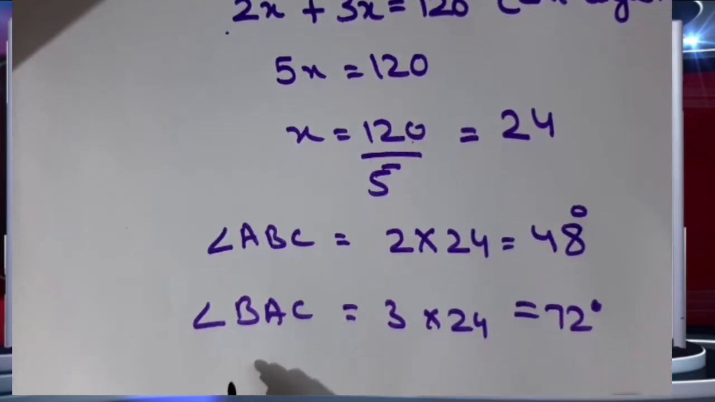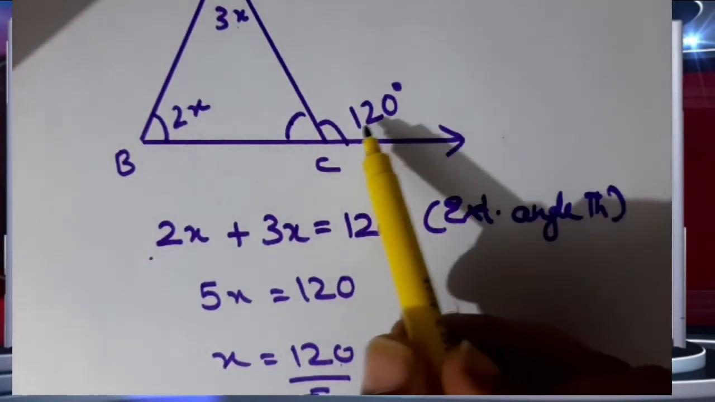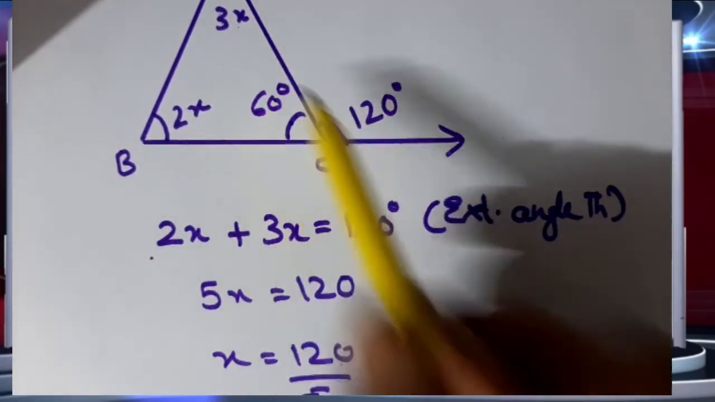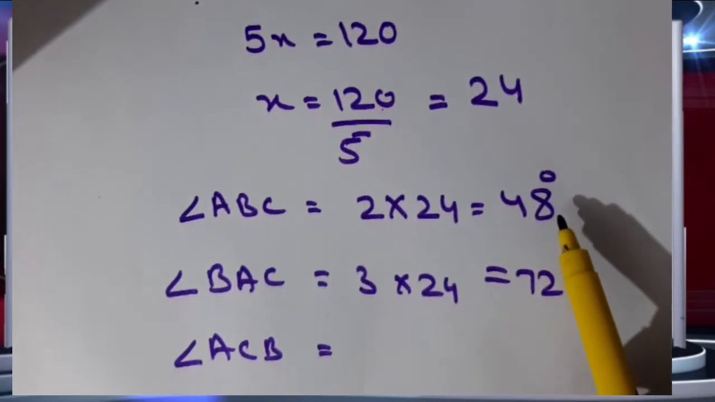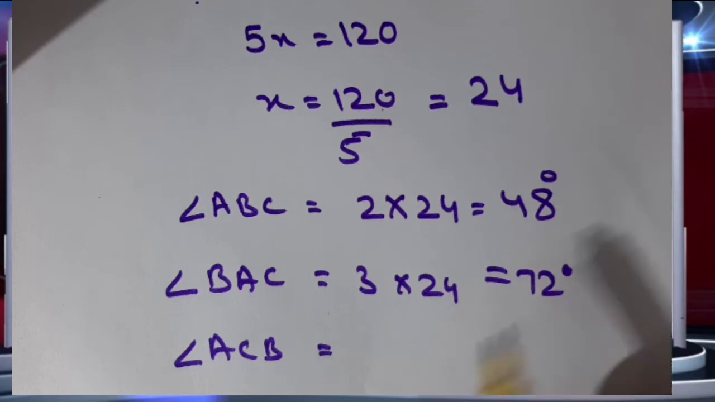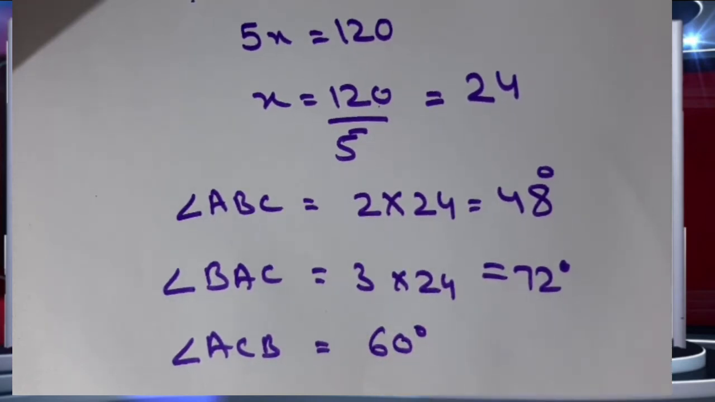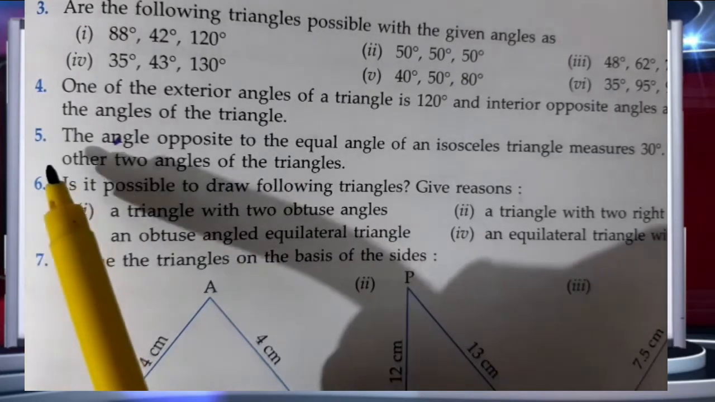And the last angle, that is angle ACB, you can find out by subtracting 120 from 180, which is 60 degrees, or you can add up these two angles, that is 48 and 72, and then subtract the sum from 180. Both ways you can find out. So that is 60. So I have got all the three angles, that is angle A 72, angle B 48 and angle C 60 degrees. Now come to question number 5.